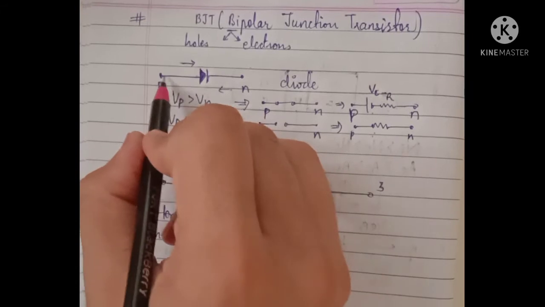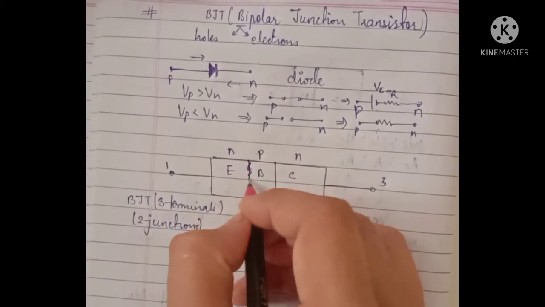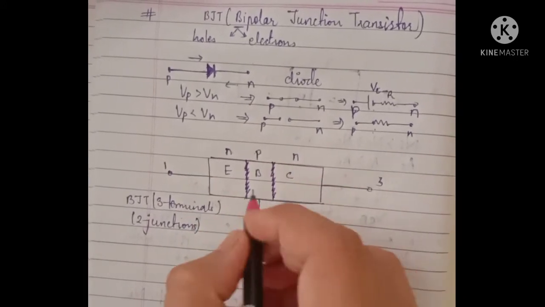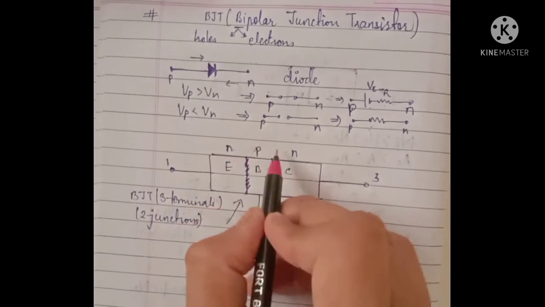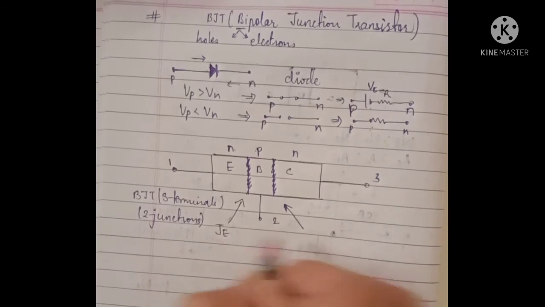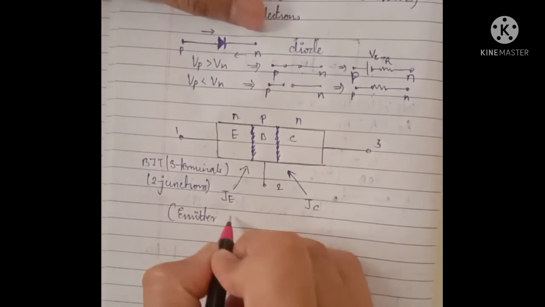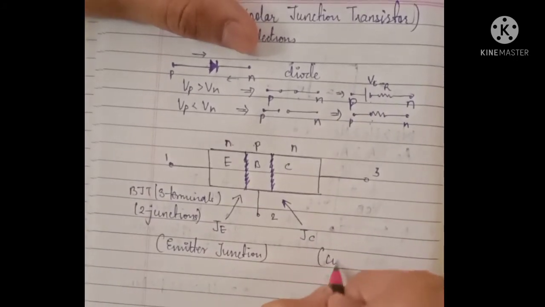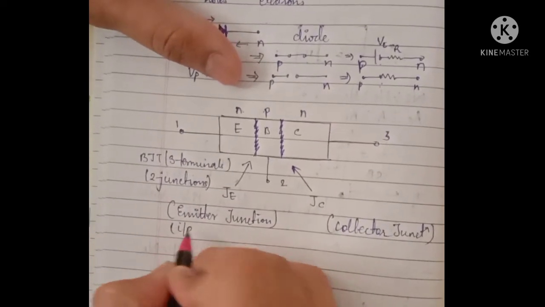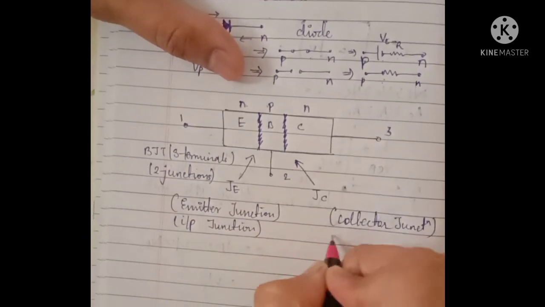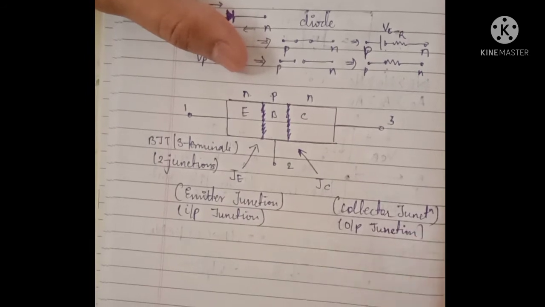See, in a PN junction we have P and N forming a junction. Similarly here there is an NP, or in short a PN, so here they form a junction. Similarly here it forms another junction. So this is a junction and this is also a junction. This side junction is called the JE junction, and this side is called the JC junction. You can name it the emitter junction and the collector junction. You can even call this the input junction and this the output junction.